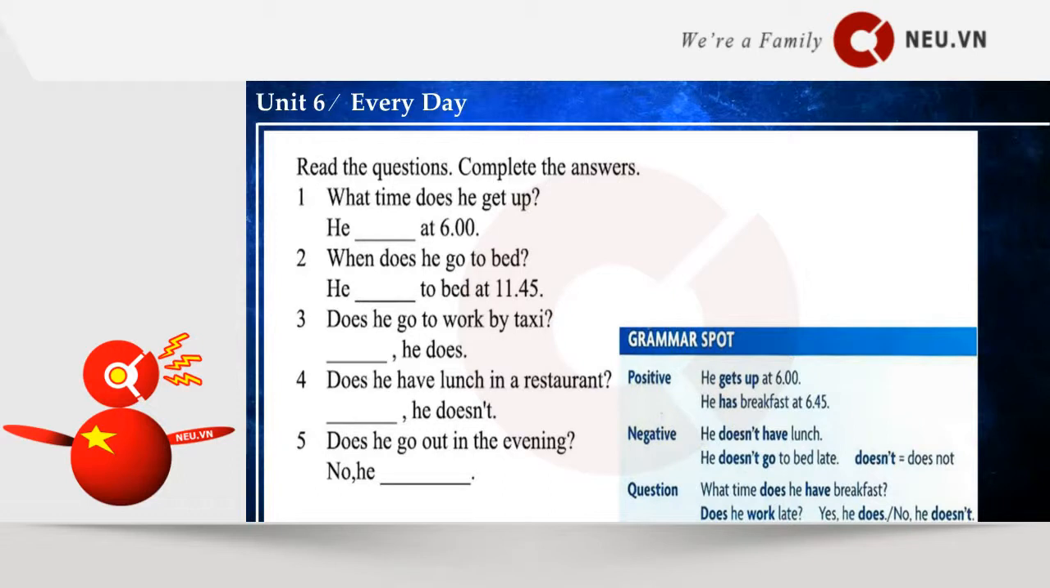3. Does he go to work by taxi? Yes, he does. 4. Does he have lunch in a restaurant? No, he doesn't. 5. Does he go out in the evening? No, he doesn't.